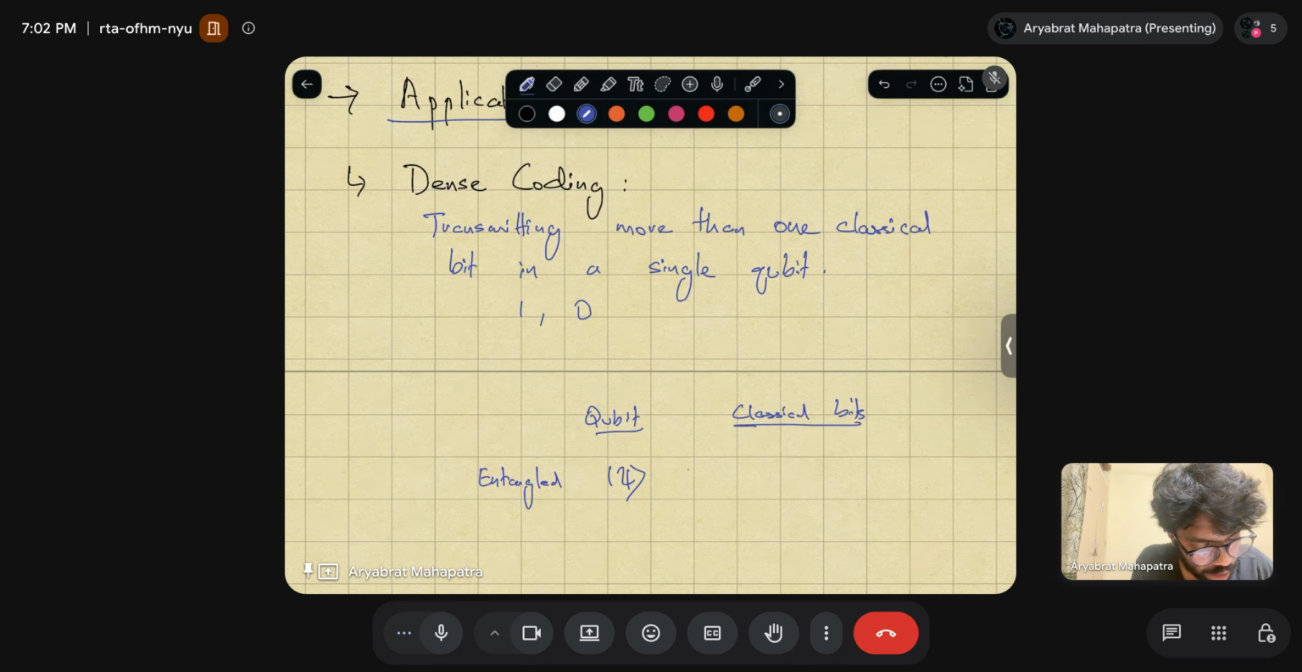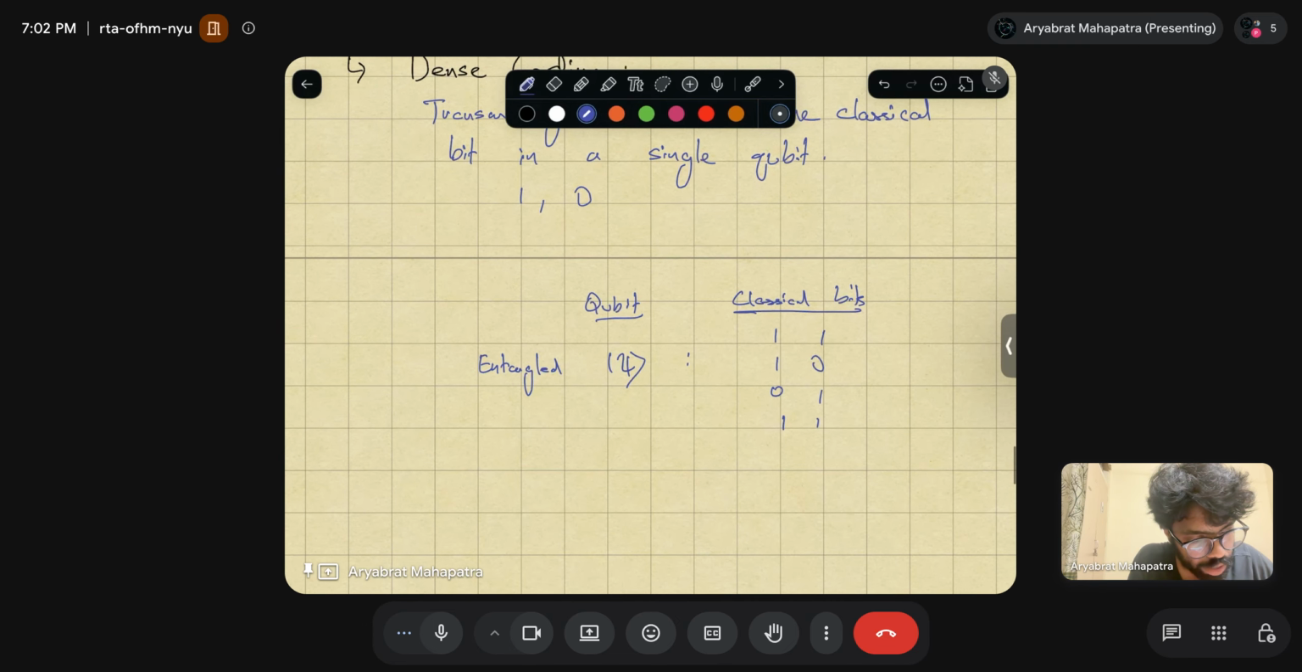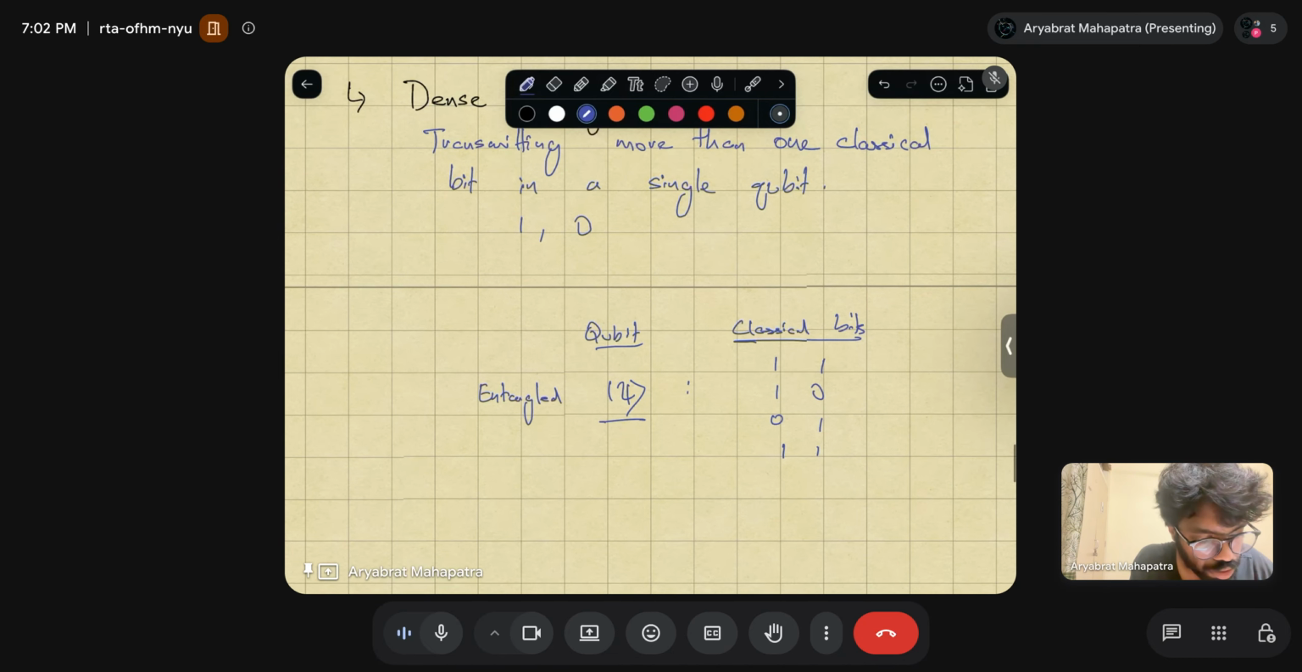So I can send 11, 10, 01, 11. I can send any one of these four pieces of information through a single qubit. But earlier, I used to require one bit to send one classical bit of information, this 1 or 0.